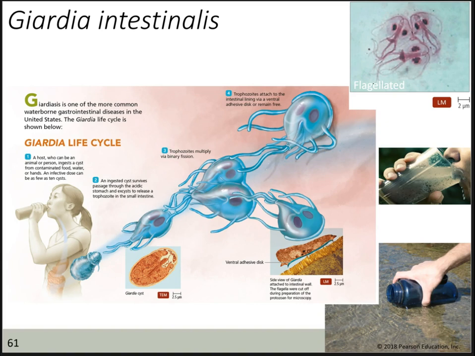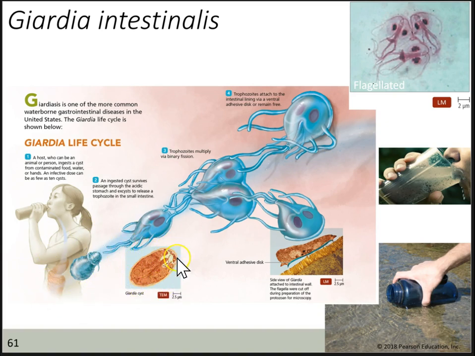Although it looks very cute, it can cause frothy diarrhea that's very smelly. It can also be transmitted in daycare facilities where infected kids get this cyst from the parasite on their hands, and then they play with the toy. Another kid pops that toy in their mouth, and then that cyst is ingested and can start the life cycle over again. So what is the life cycle? The parasite forms a cyst.